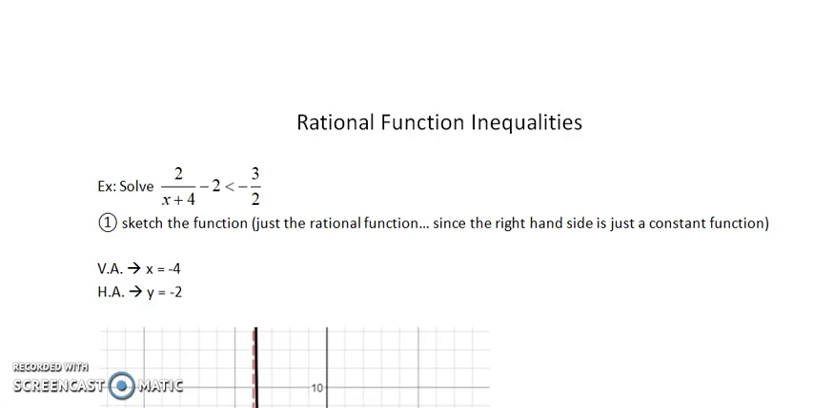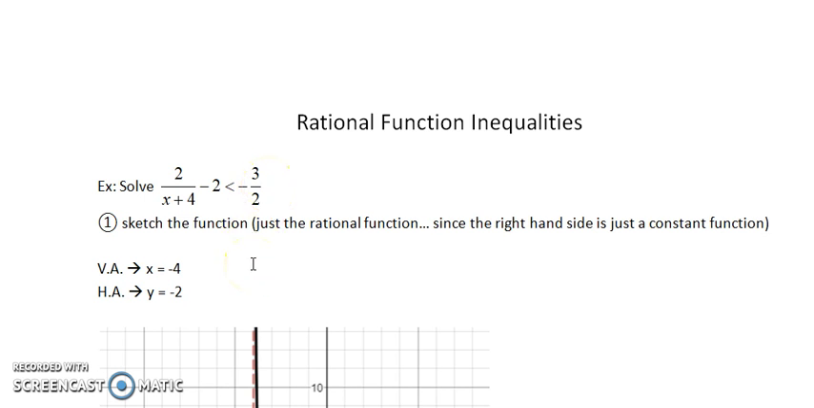This is how to solve rational function inequalities. So as an example, here's a rational function, and the question is to solve where this rational function is less than negative 3 over 2, negative 1.5.